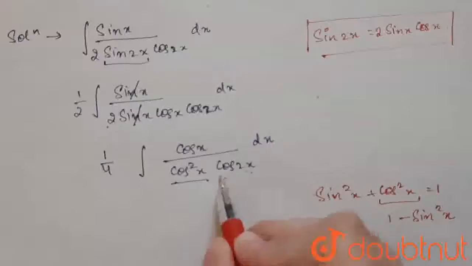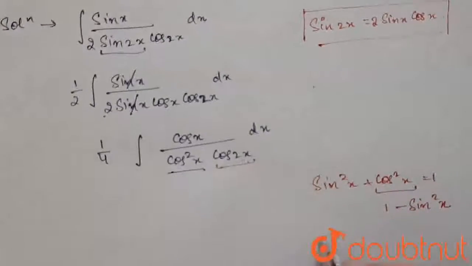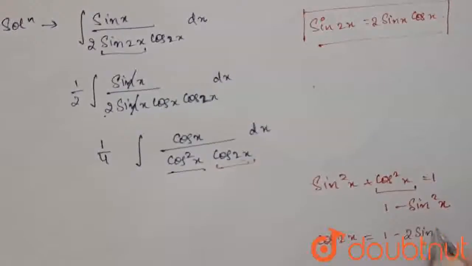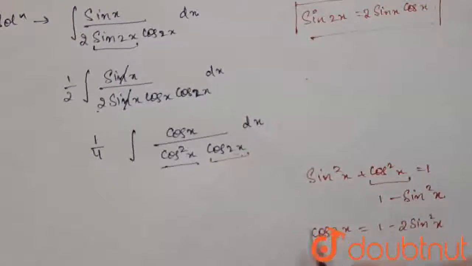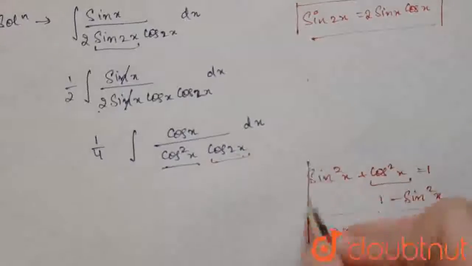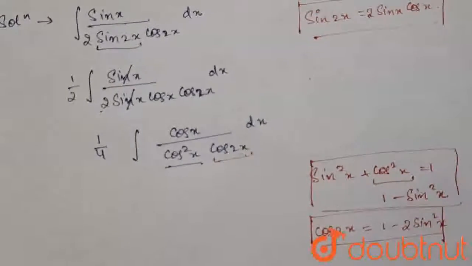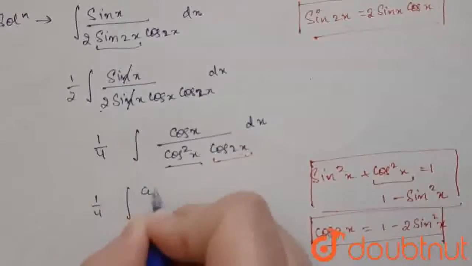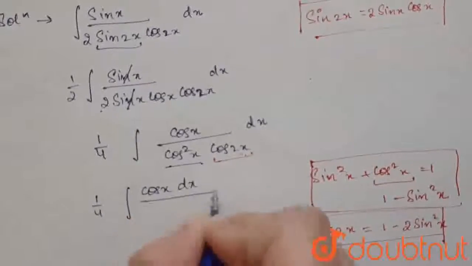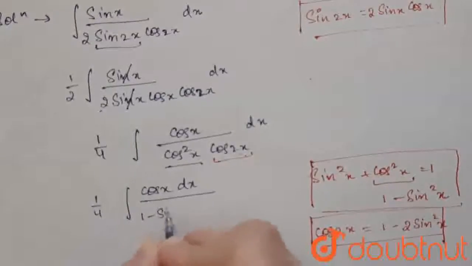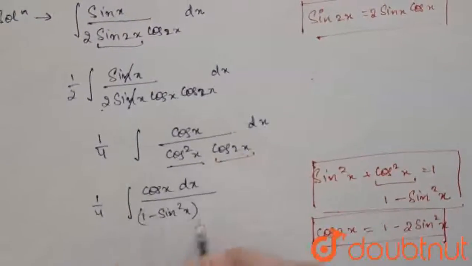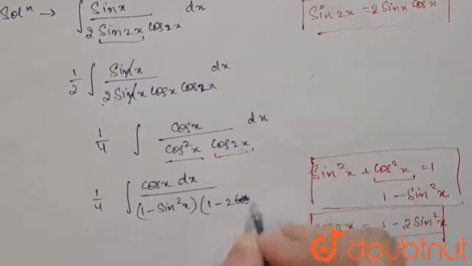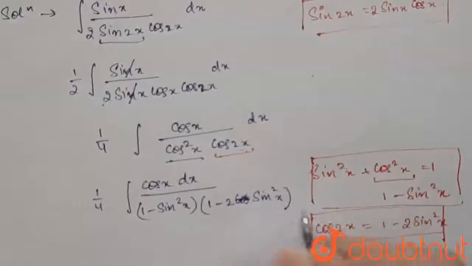And for this we are going to use that cos 2x is equals to 1 minus 2 sin square x. This is an identity, and this is an identity. We are going to use them here. So we will get 1 upon 4 integration of cos x dx upon 1 minus sin square x into 1 minus 2 sin square x.